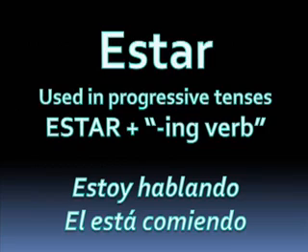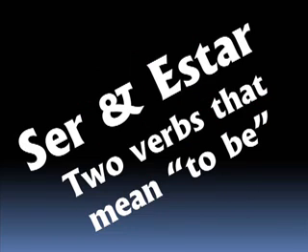So estar is also the verb that we use when we use progressive tense. If you haven't learned these yet, don't worry, you will. I am talking, present progressive. Estoy hablando. I am talking. He is eating. Él está comiendo. He is the él está, and then comiendo, eating.